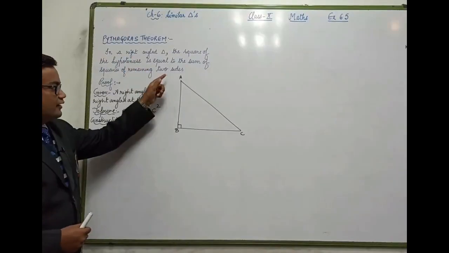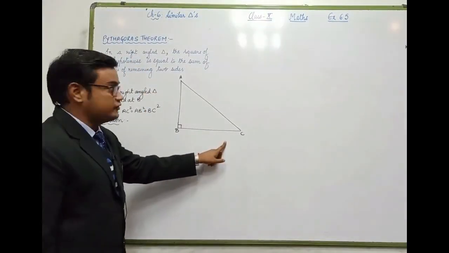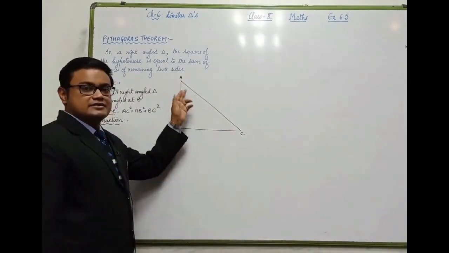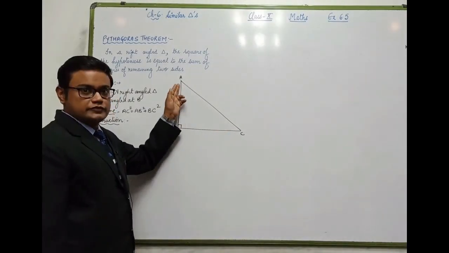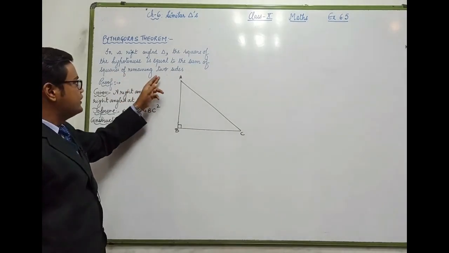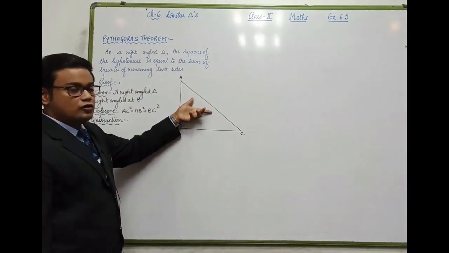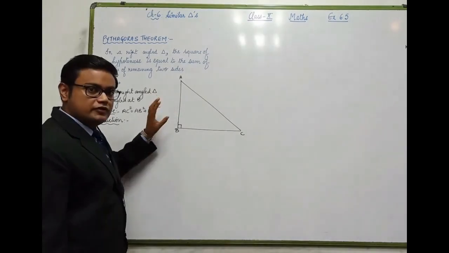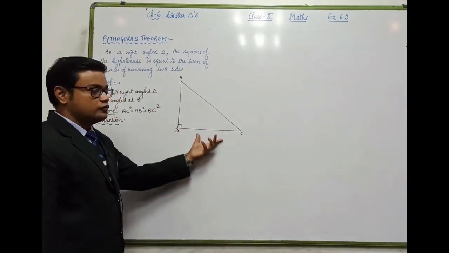In a right angle triangle, you can see this right angle triangle, children. The square of the hypotenuse, the square of the longest side, is equal to the sum of the squares of the remaining two sides.